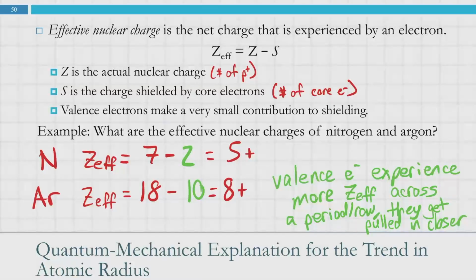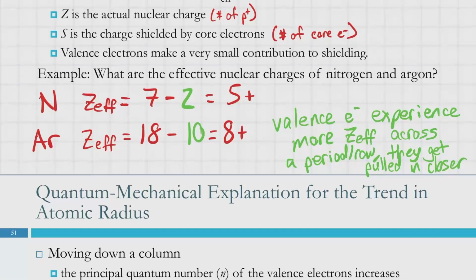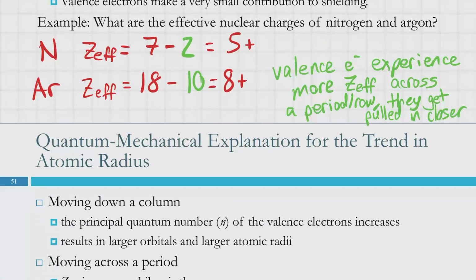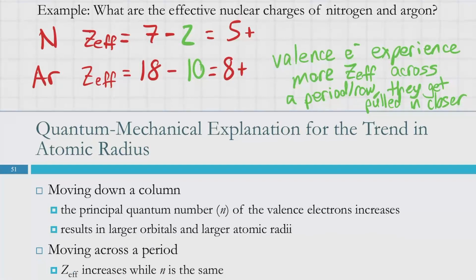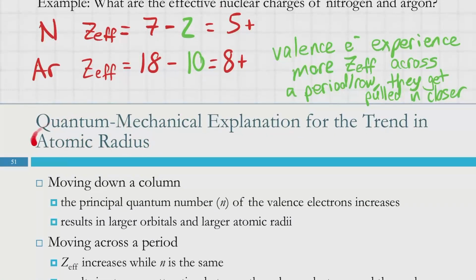We're operating within the same outermost shell size and getting a little bit of a suction or a magnetic pull effect in as we move across the row because of the increased effective nuclear charge. So our trend for atomic radius: it increases as we move right to left and top to bottom.